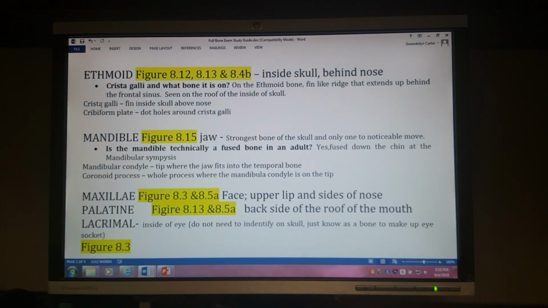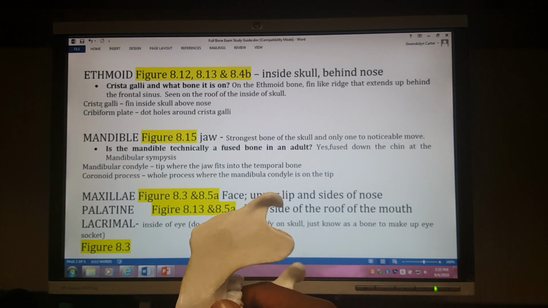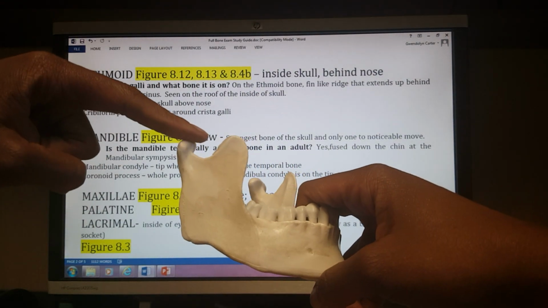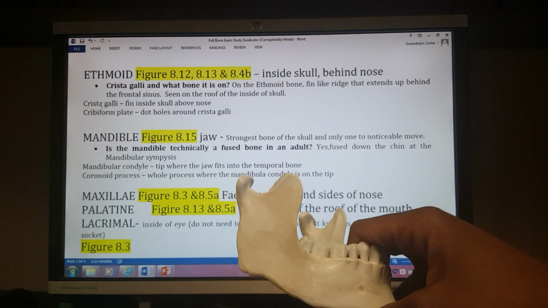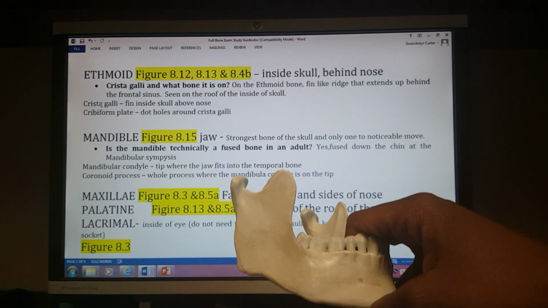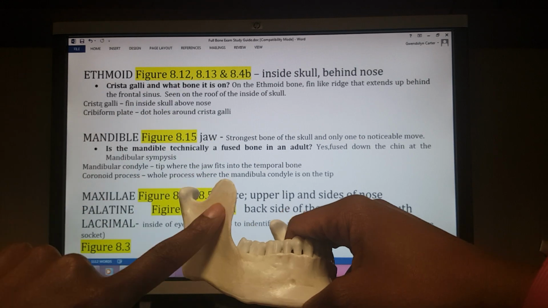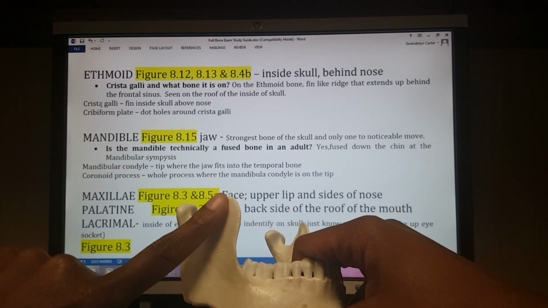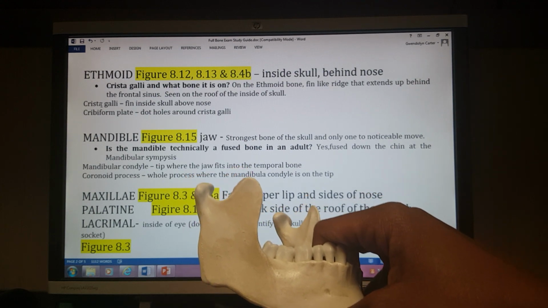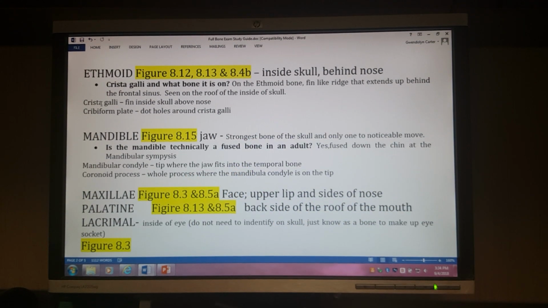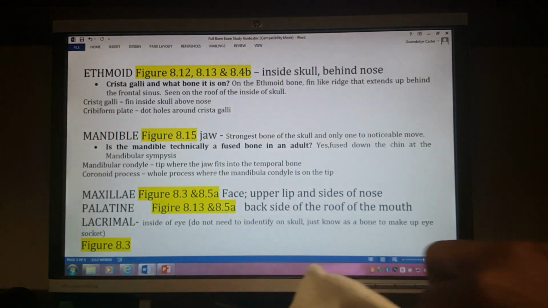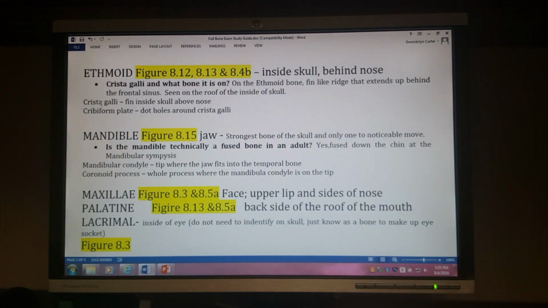Other features to note on the mandible are the mandibular condyle. So this is where it makes that joint with the temporal bone. And the other one is the coronoid process. Pause. Yep, I was right. Okay, so coronoid process being right here. Just doubted myself for a second. Okay, so that's the last thing for your mandible.